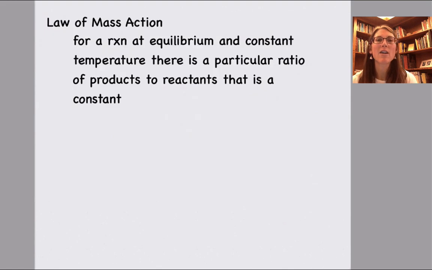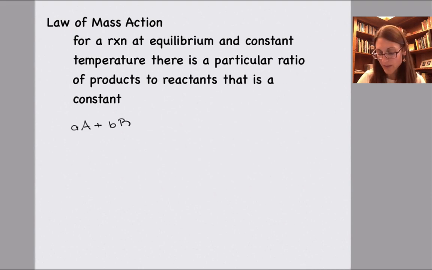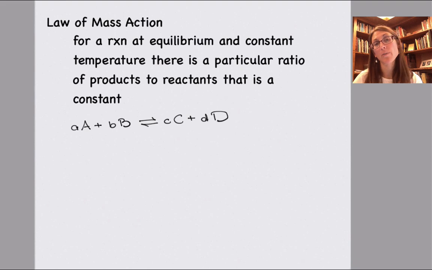And that leads us to what's called the law of mass action. The law of mass action says that for a reaction at equilibrium at a particular temperature, there's a ratio of products to reactants that's going to be a constant. For a generic equation, if I have aA plus bB in equilibrium with cC plus dD, where the capital letters are the chemicals themselves and the lowercase letters are whatever their coefficients are in the chemical equation, there's a ratio that's a constant. We're going to use K for what's called our equilibrium constant.